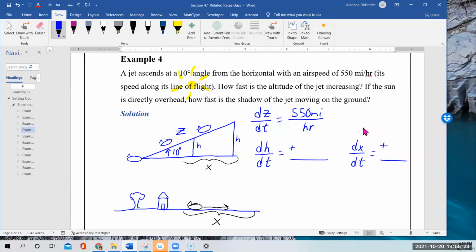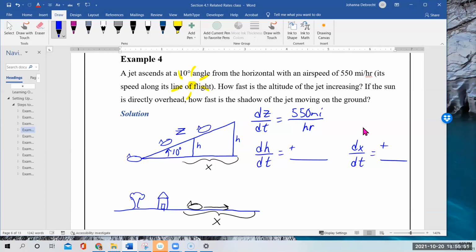We've reached the end of all the information that was given in the problem. The rest of it will have to come from you. You will have to come up with an equation that relates the information you've already been given. I know something about dz/dt. I want to find something about dh/dt and dx/dt. I need to relate for the first part my z and my h.